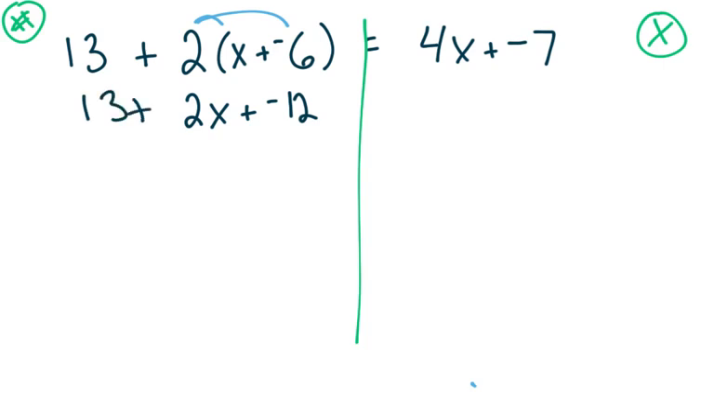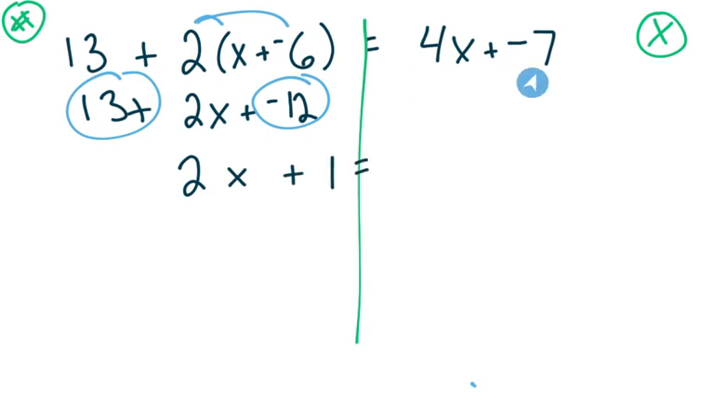I should also realize that I have more like terms. 13 plus goes with negative 12. Numbers go with numbers. So 13 plus negative 12 is just 1. So I have a 2x plus 1 on my left side of the equation. On the right side, there's nothing I can simplify, nothing I can combine. So I have a 4x plus negative 7. So I've got you started here.